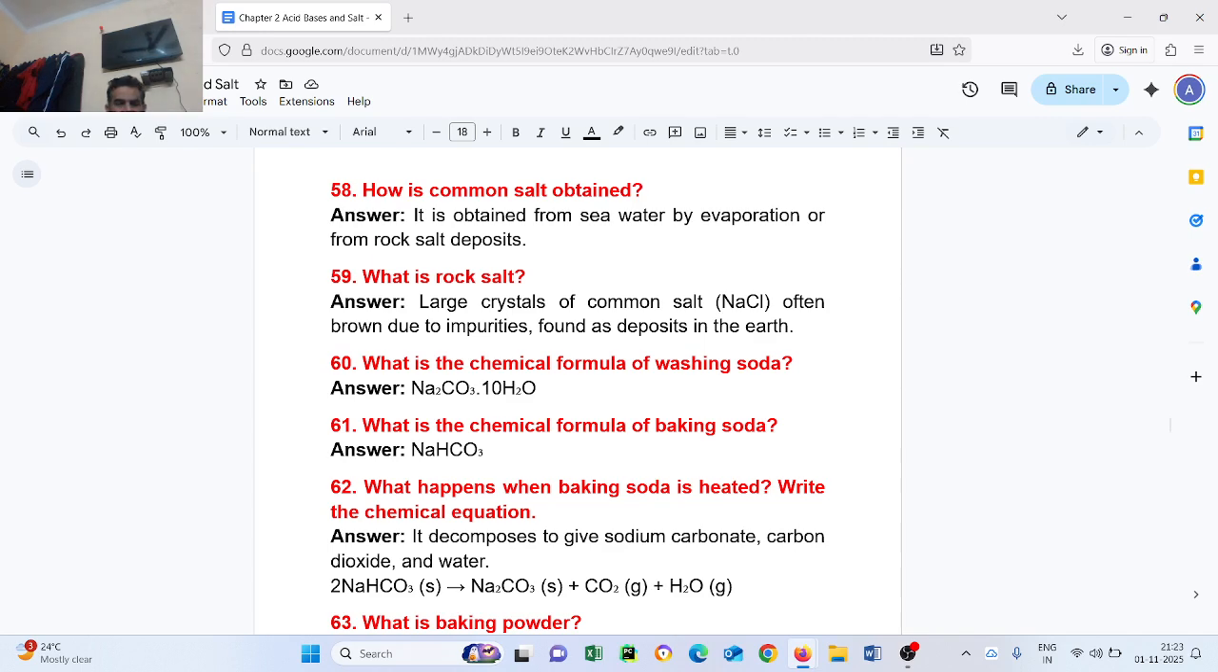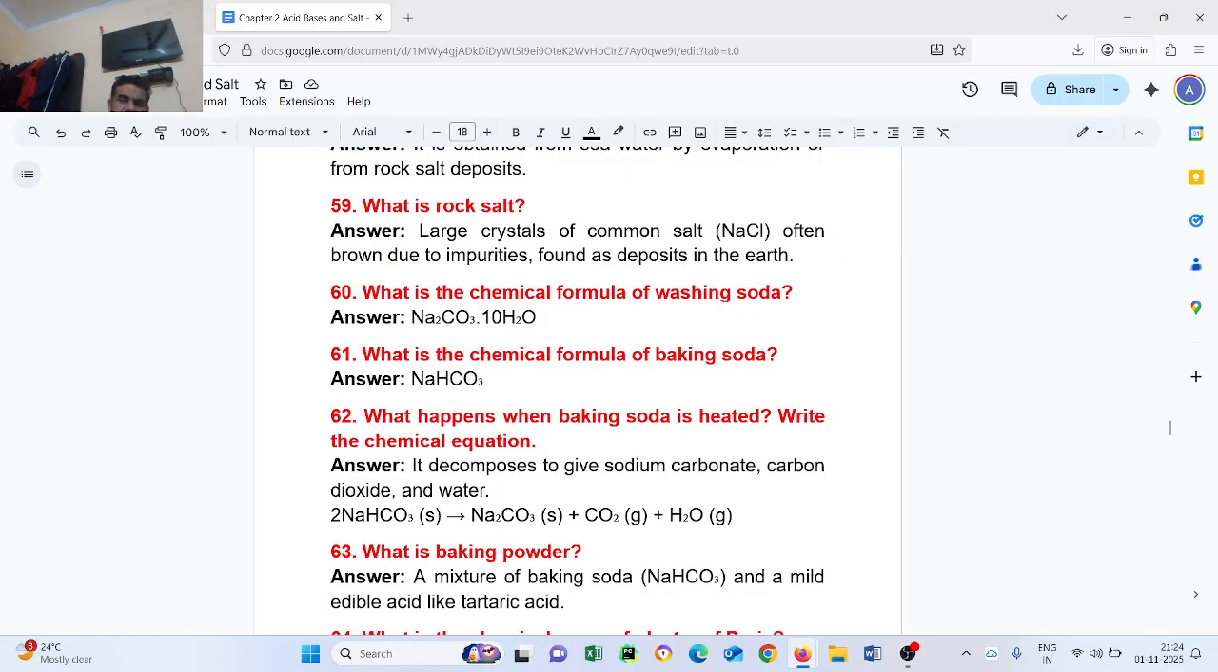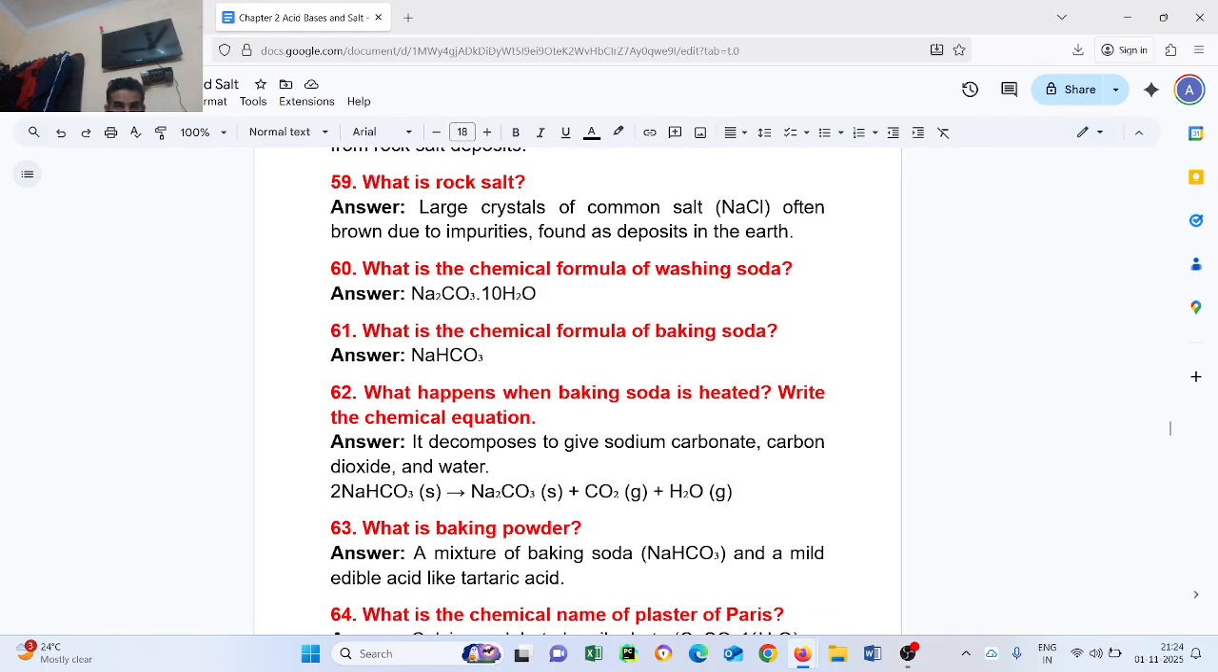Question number 61. What is the chemical formula of baking soda? Sodium hydrogen carbonate. Question number 62. What happens when baking soda is heated? Write the chemical equation. It decomposes to give sodium carbonate, carbon dioxide, and water. 2NaHCO3 gives Na2CO3 plus CO2 plus H2O.